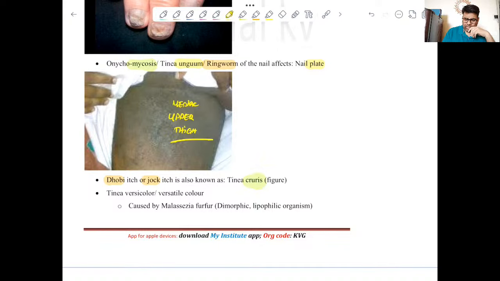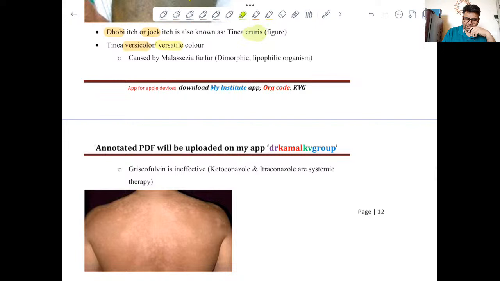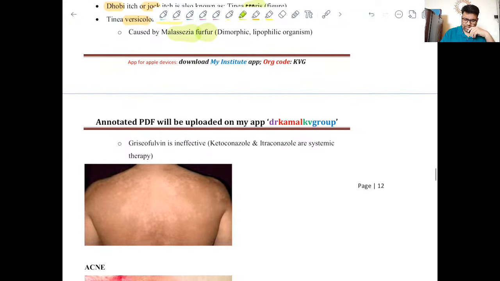So this is tinea cruris. Then there is one condition, that is tinea versicolor, also known as Pityriasis versicolor. This is caused by Malassezia furfur. And on histology we will see spaghetti and meatball appearance. Clear? So this is in short about tinea versicolor.